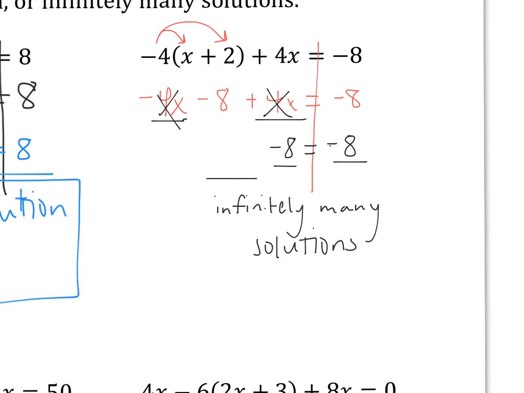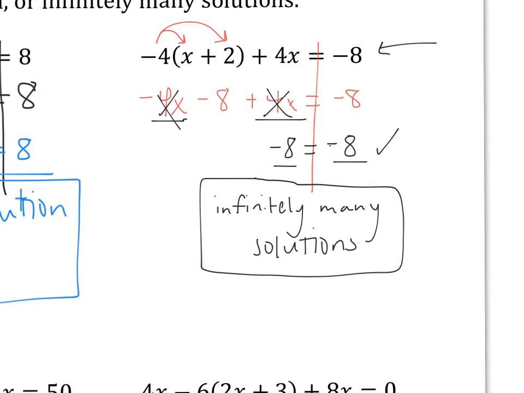And again, we have infinitely many solutions because we could plug in whatever we wanted in for x into our original equation, and the equation would hold true. And we also noticed that we had infinitely many solutions because of when we solved the equation, we got down to negative 8 equals negative 8. A number is equal to itself, and that also means we have infinitely many solutions.